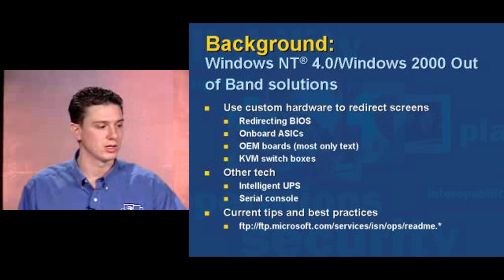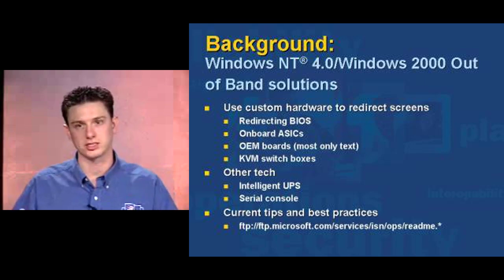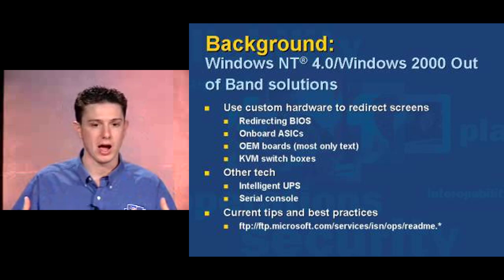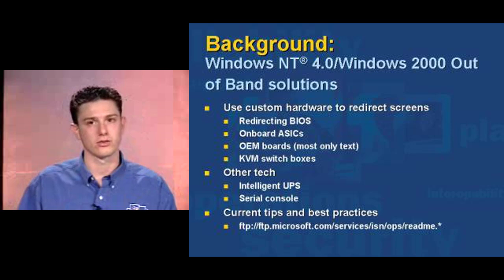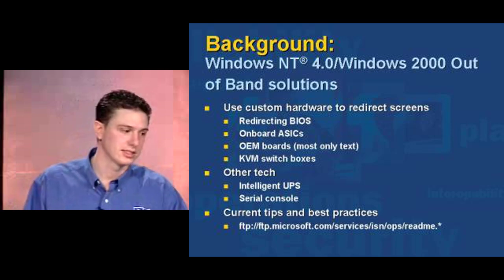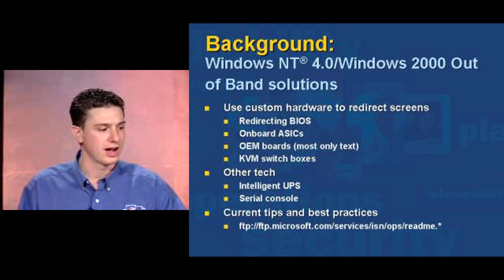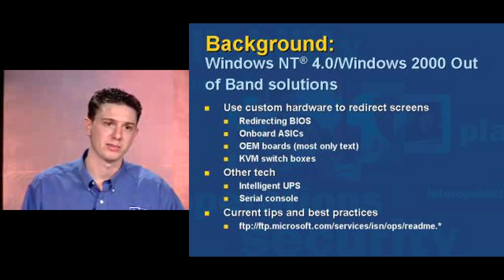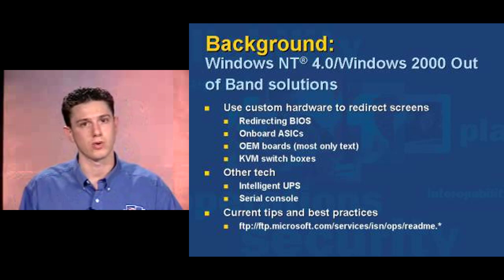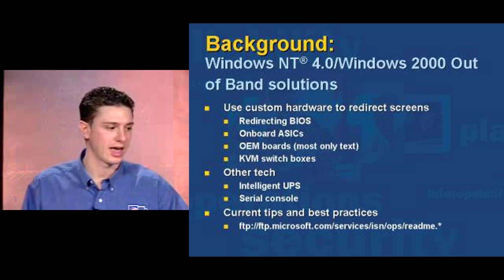Other technologies that were available were intelligent UPSs. You could obviously plug in a UPS to your system, and you'd always be able to keep the power up if you lost power. But some of these UPSs could be addressed, and you could control them remotely to reset the system by cutting the power to it and then bringing the power back on. And finally, there were serial consoles offered by companies like Seattle Labs that allowed you to access the system when it was running via the serial port in case you had a network issue, things like that.